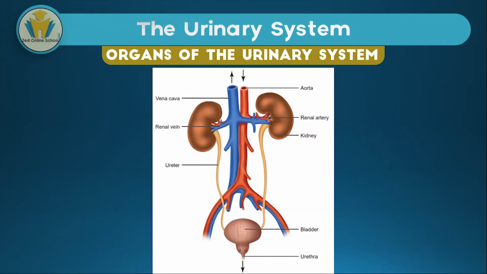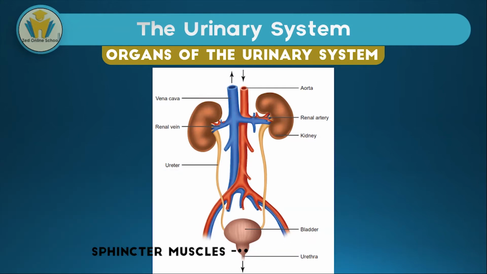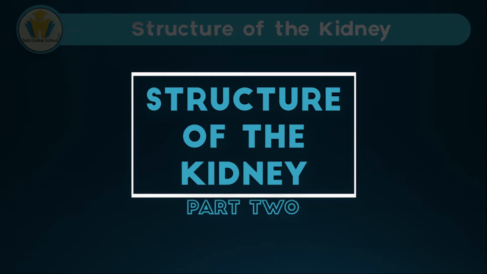In this diagram, we also have some muscles that are very essential. Muscles called the sphincter muscles. These muscles enable the closing and opening of the passage called the urethra. So they control the flow of urine out of the body. Without these muscles, we wouldn't have been able to control the flow of urine out of the body. That means urine could have been just coming out anytime. But thanks to the sphincter muscles, we can control it.